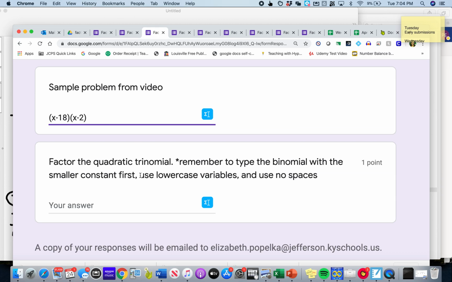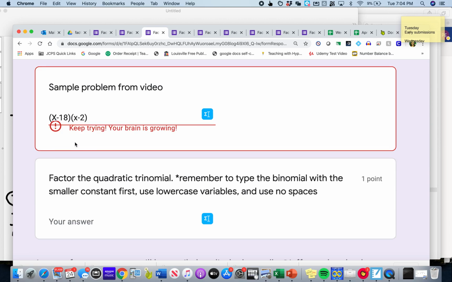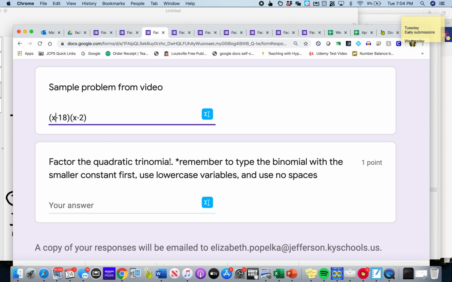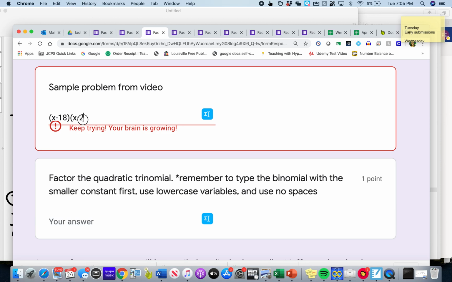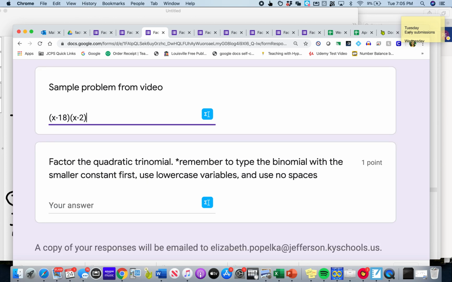Make sure you're paying attention to other things too. I know especially if you're doing this on your phone, sometimes your phone automatically does capital letters by default. It's going to count it wrong if you use capital letters, and also make sure that you use no spaces, like I already said. And as long as you do that correctly, if you have this little purple line, in other words, it's not yelling at you, oh, keep trying, your brain is growing, then that means you can be assured that you are doing the problem correctly.